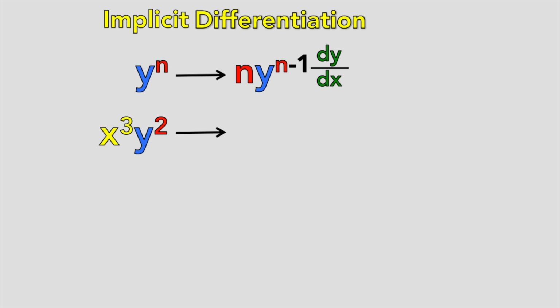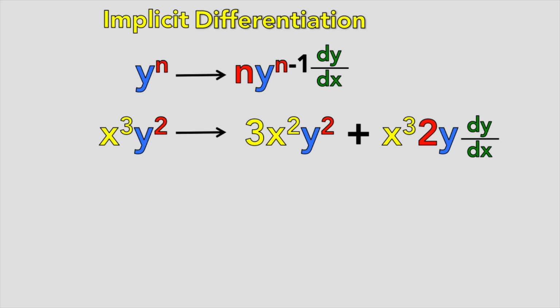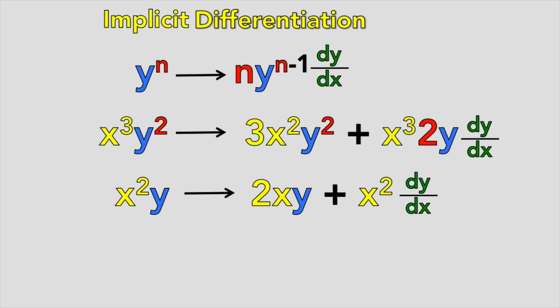So it becomes 3x squared y squared plus x cubed times 2y dy over dx. The implicit rule is why there's still a dy over dx in it, and the product rule is why it's been split into the two terms. Okay? Clear? And the classic x squared y, which is one you should be able to recognise, is 2xy plus x squared dy over dx.